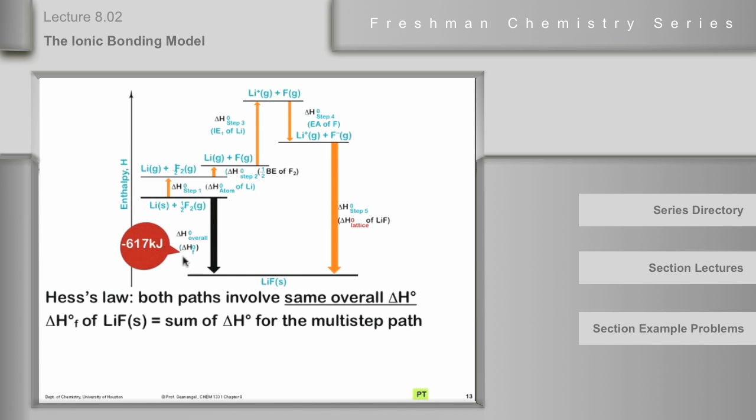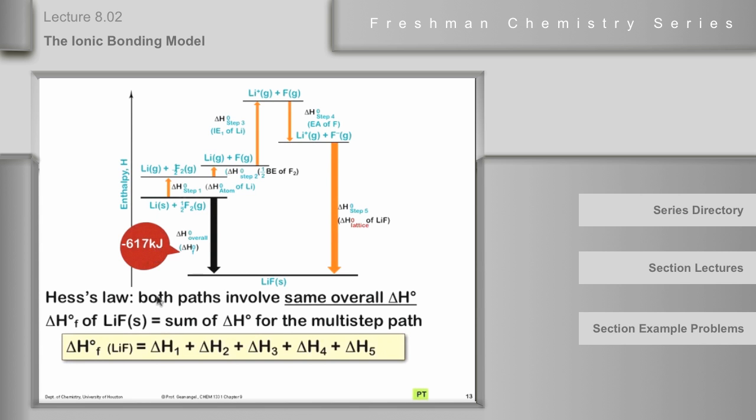And the first one, the formation, is negative 617 kilojoules, as we saw before. The heat of atomization of lithium, which is delta H1 right here, is plus 161 kilojoules. It's a relatively small part. The bond energy of F2 divided by 2 is this next one. Bond energy is 159 kilojoules per mole. We divide it by 2 because we have half a mole, and that's that term right there.